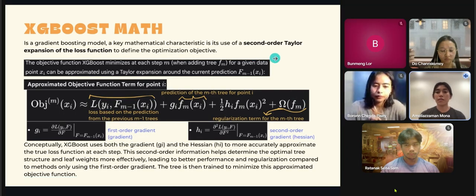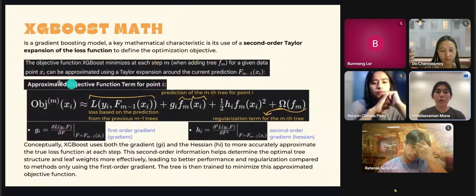Next, onto the explanation of the math formula. First is the XGBoost math. It is a gradient boosting model. Its key math concept is the second order Taylor expansion of the loss function to define the optimization objective. And the objective function XGBoost minimizes at each step m when adding tree f_m for a given data point x_i.